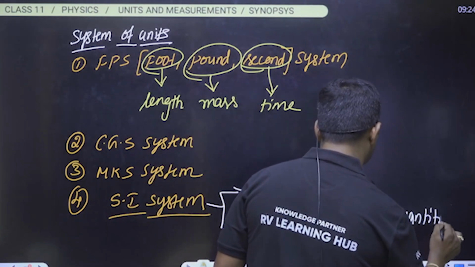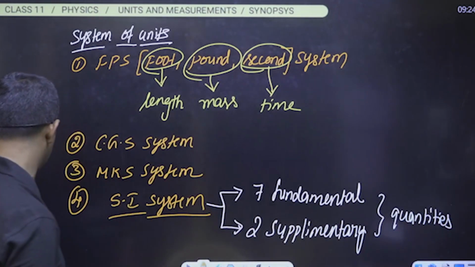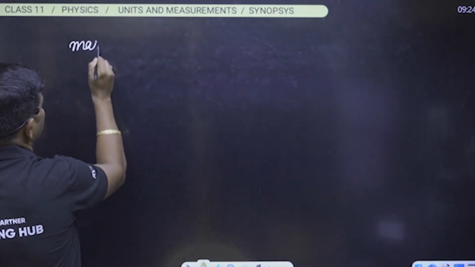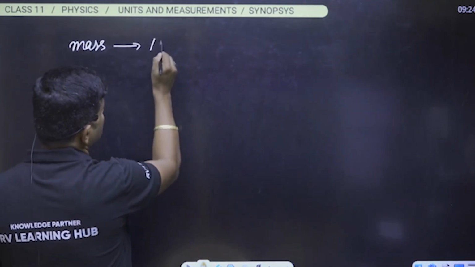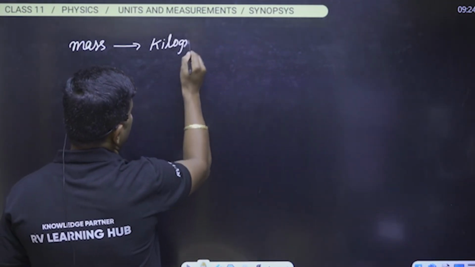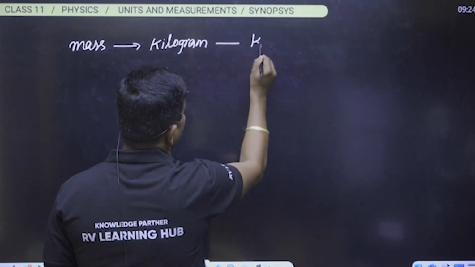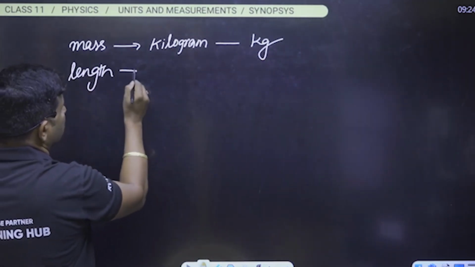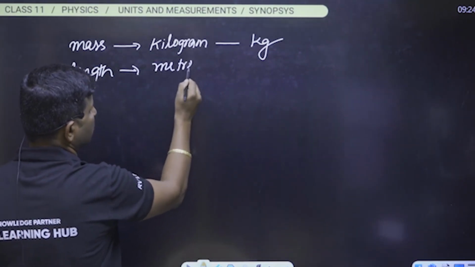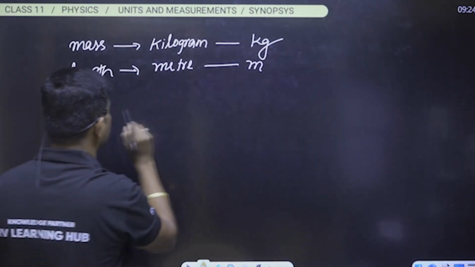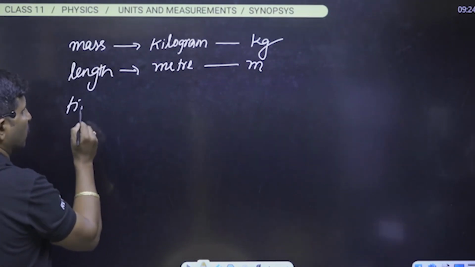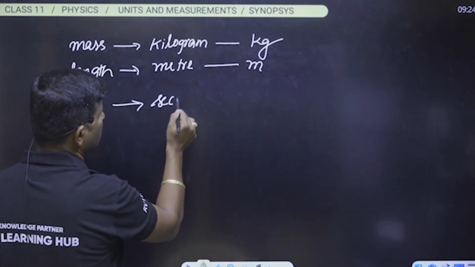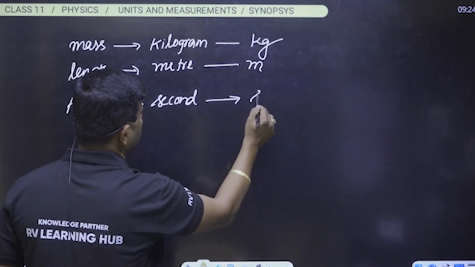What are they? Let us have a look. Whenever we go with the fundamental quantities, the first one is mass, measured in the unit kilogram, represented by the symbol kg. Length is the quantity measured by the unit meter, represented by the symbol m. Similarly, the next fundamental quantity is time. Time is measured in the unit second, represented by the symbol s.